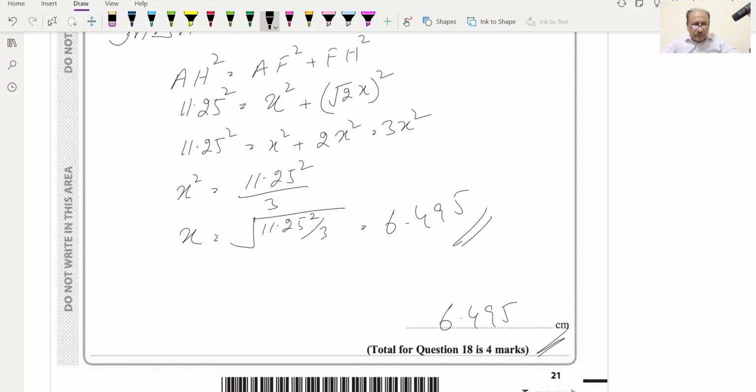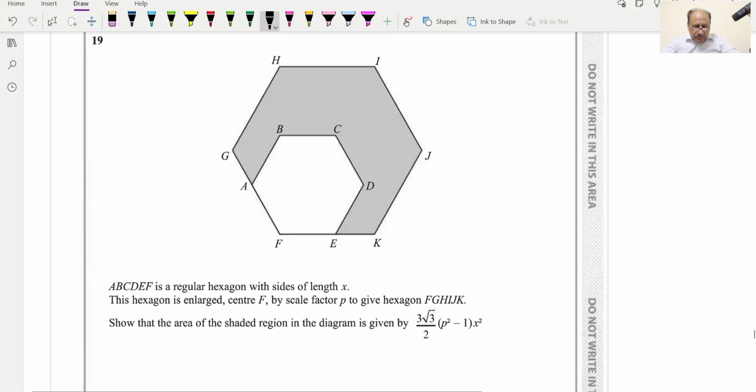Hopefully you understood this. Now question number 19. Question number 19 says ABCDEF is a regular hexagon with sides of length x. This hexagon is enlarged center F by scale factor P to give hexagon FGHIJK, and show that the area of the shaded region in the diagram is given by this one.